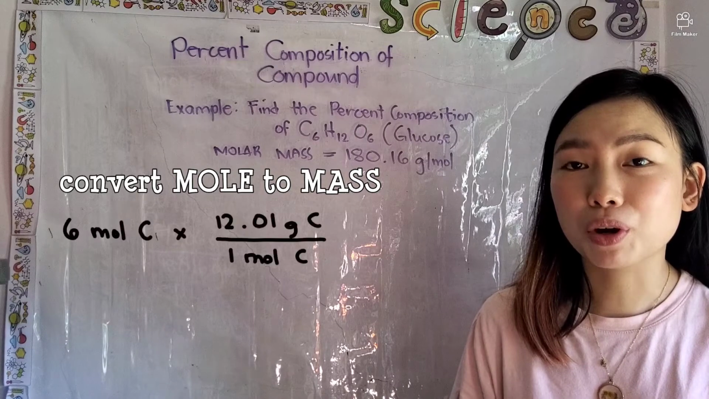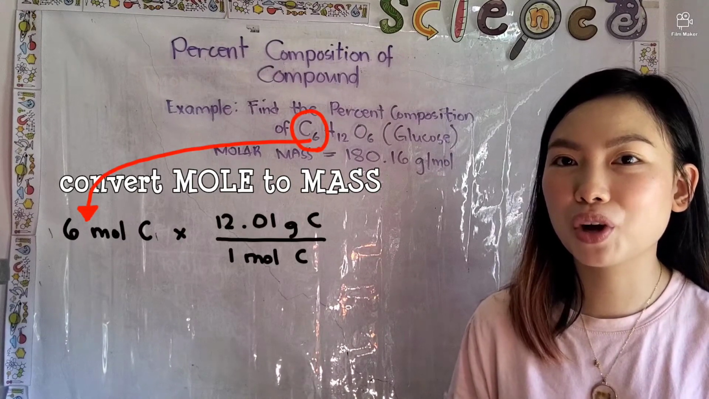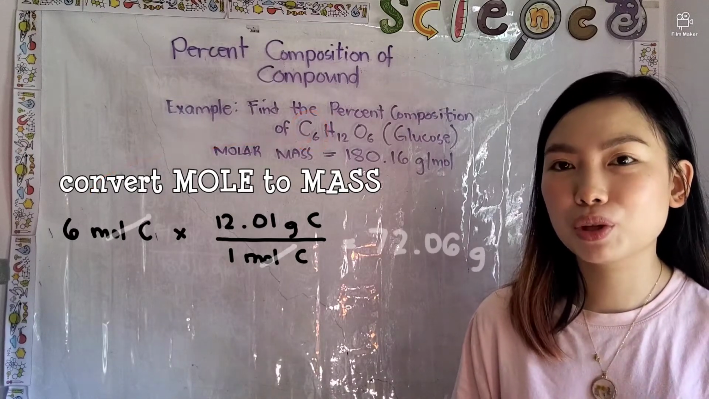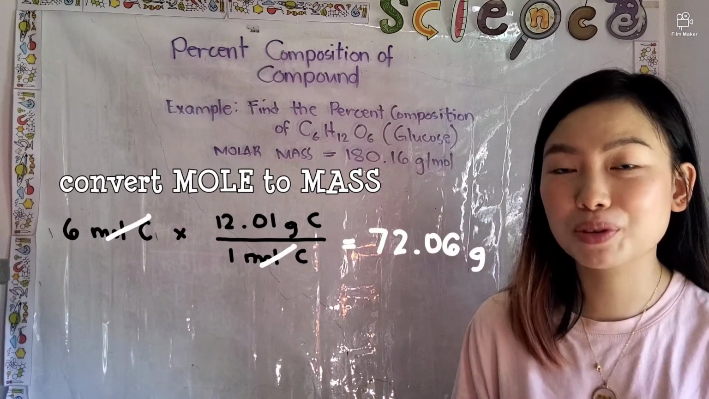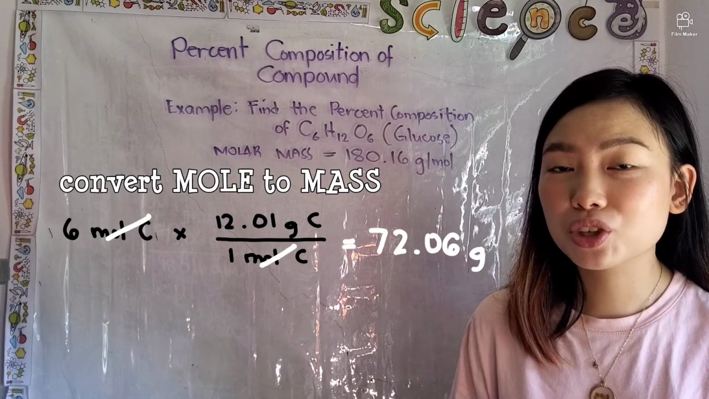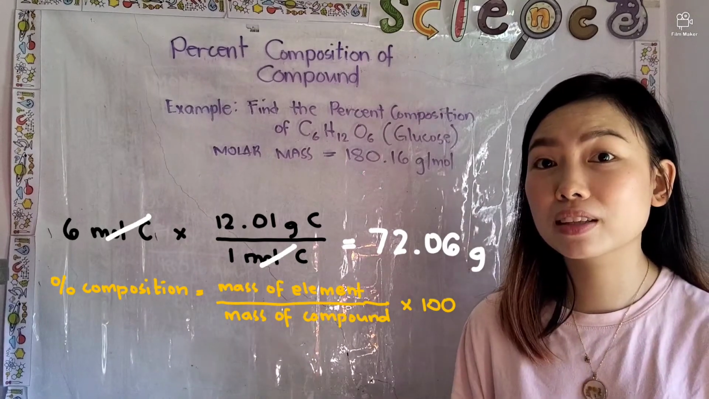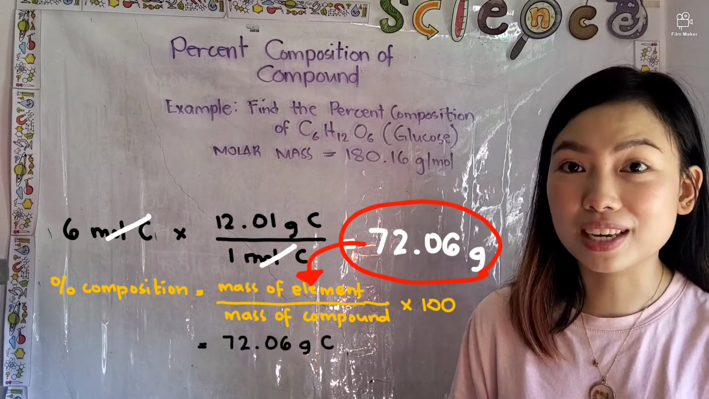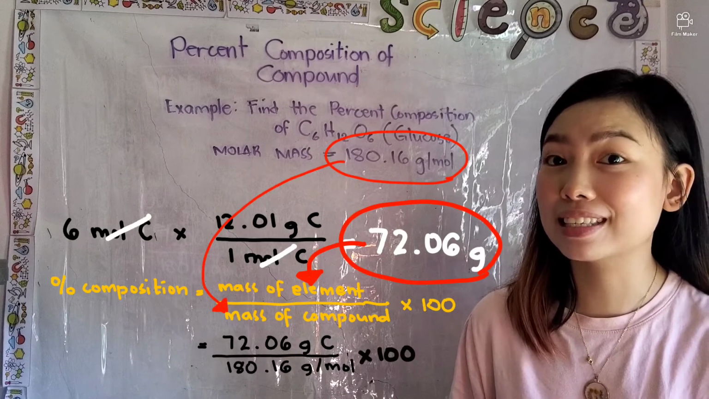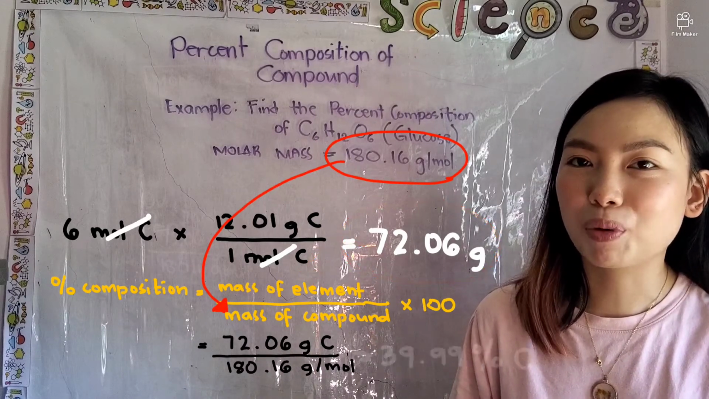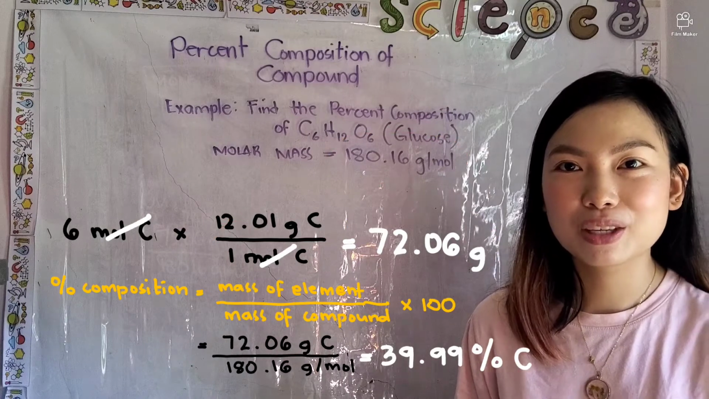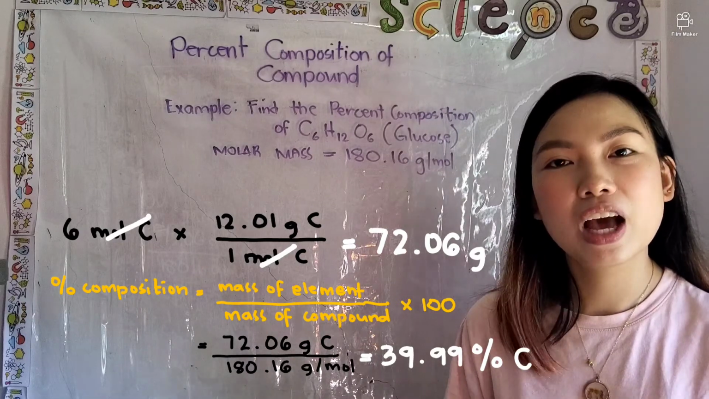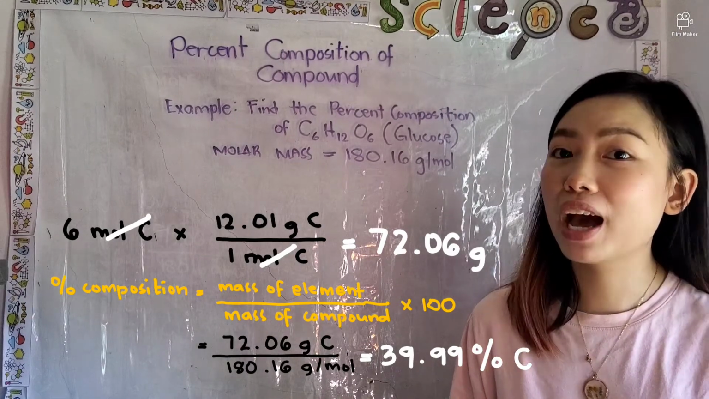Example for the carbon. We have 6 mole of carbon multiplied by the mass of the carbon, which is 12.01. So you will have the answer of 72.06 grams of carbon. Now, to find the percent composition is the mass of the element divided by the mass of the compound. Since the mass of the element carbon is 72.06 divided by 180.16, you'll have the answer of 39.99% of carbon. So meaning to say, carbon has 39.99% in the compound.